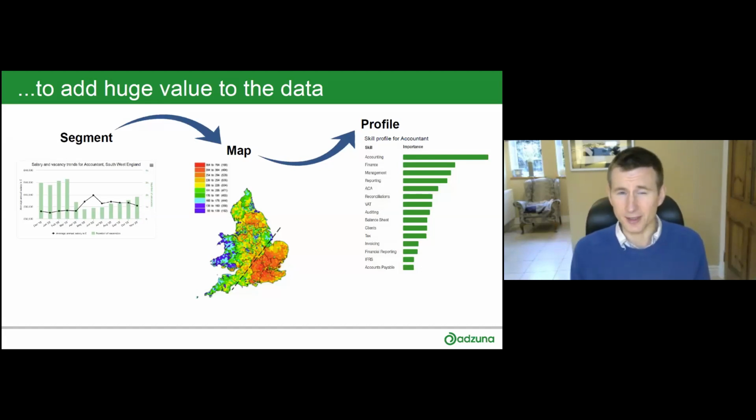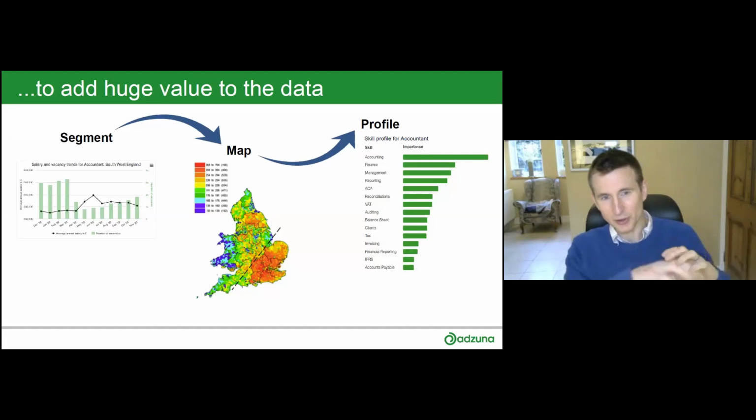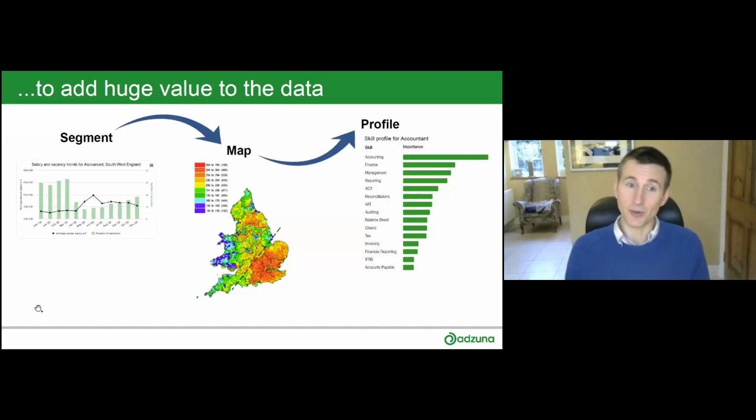And on the right, it's an example of what I mentioned earlier. If you take, for example, all the tens or maybe even hundreds of thousands of accountant jobs that have appeared online over time, you can pull out all their skills and create aggregated skills profiles, which you can then do very useful stuff with later on. So that really is the core of it.